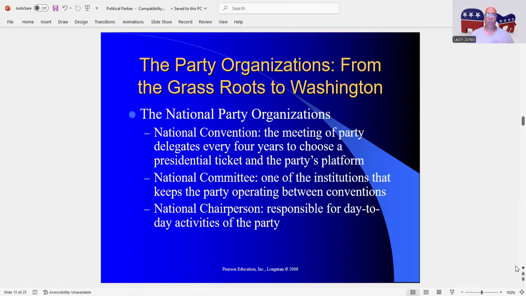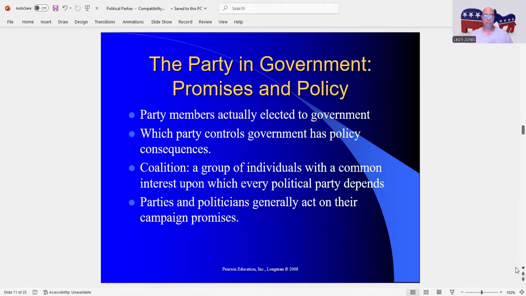And you also have the National Committee, one of the institutions that keeps the party operating between conventions. Then a national chairperson, basically responsible for day-to-day activities of the party. The party and government promises and policy. Well, party members actually elected the government. Which party controls government has policy consequences. We have a coalition. It's basically a group of individuals with a common interest, which every political party depends on.